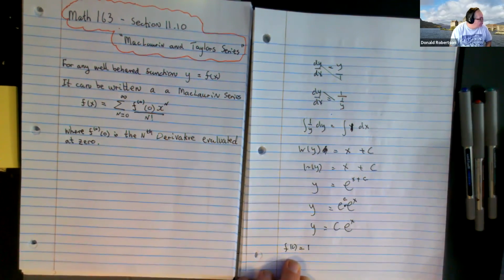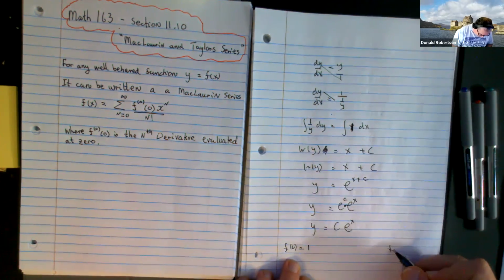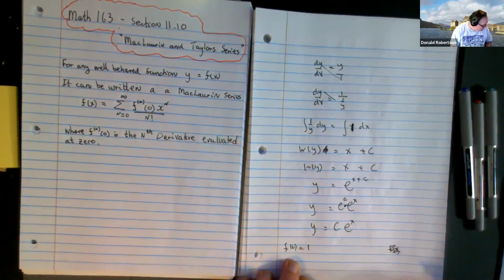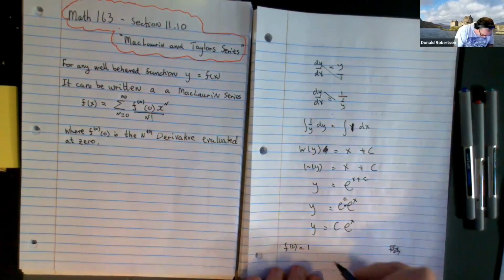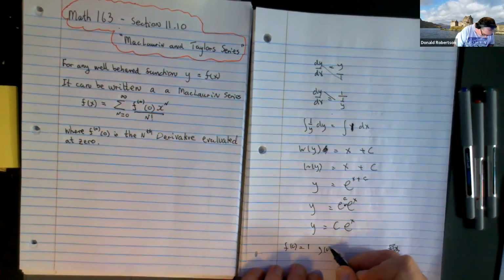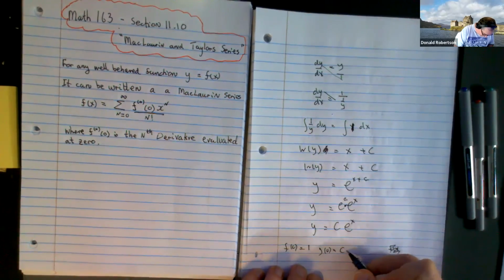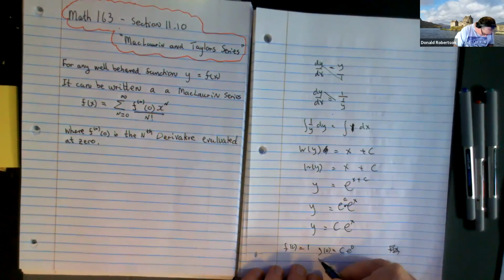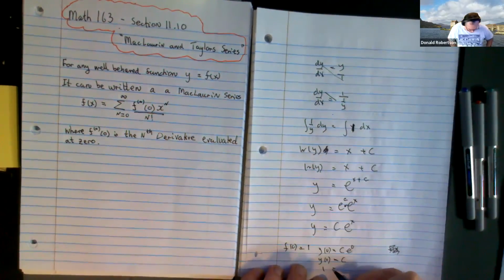Right, somewhere or other, I'm trying to find out where they told you it. Since the function f of x, that's kind of redundant. But you know f of 0 is 1. So y at 0 is c times e to the 0. So y of 0 is c. So that makes c equals 1.